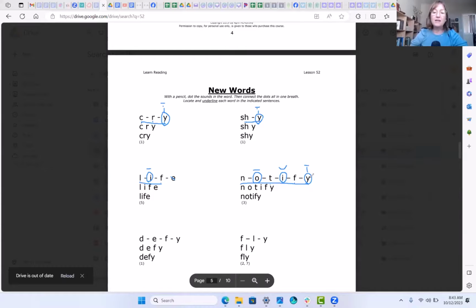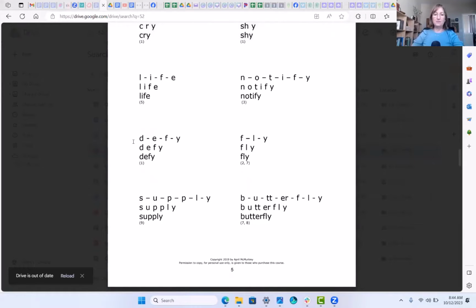And the Y at the end of this word is going to make the long I sound because that's the sound that we're working on in this lesson. So the sounds are N, O, T, I, F, I. Pushed together, it's notify. Beautiful.